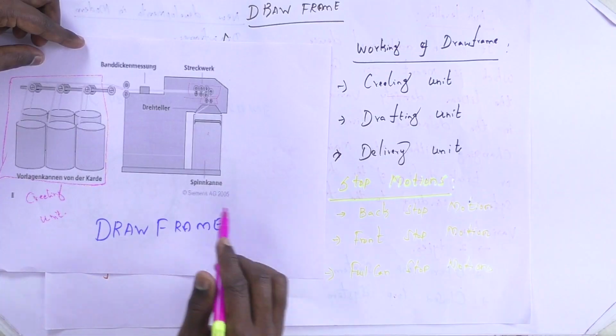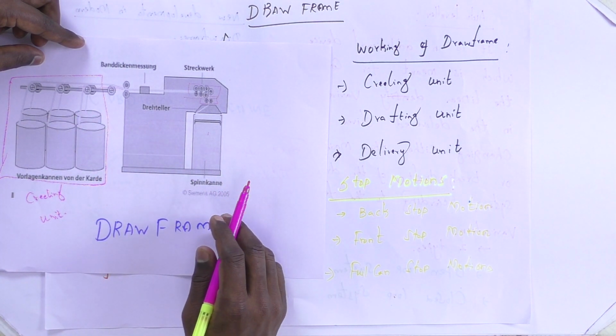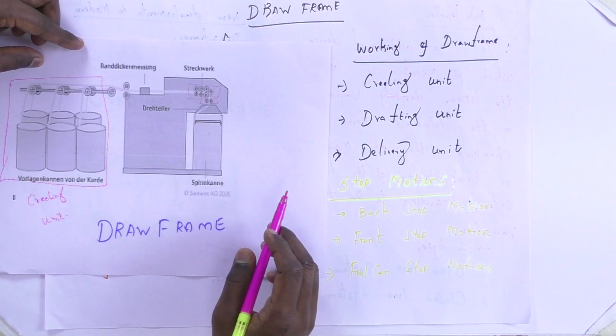Suppose one can has breakage of sliver, or one can is getting empty, automatically the stop motion stops the machine immediately, because continuously 8 slivers should run through the machine. If any one sliver is absent, or if any one sliver breaks, automatically the stop motion present in the creel unit stops the machine. Then only can we maintain the quality of the sliver.